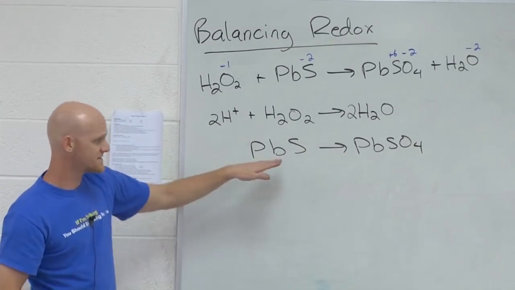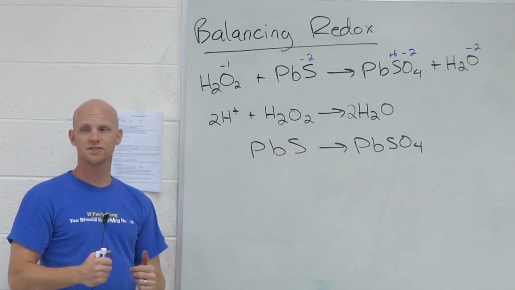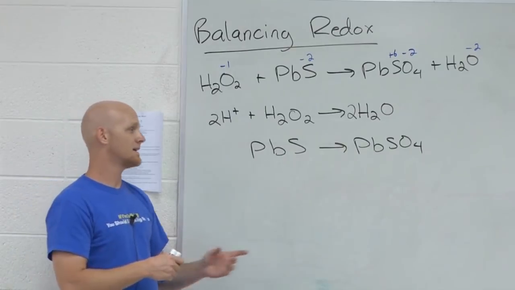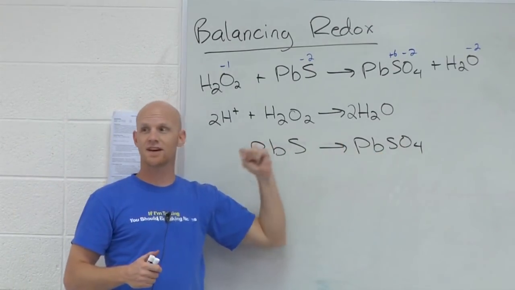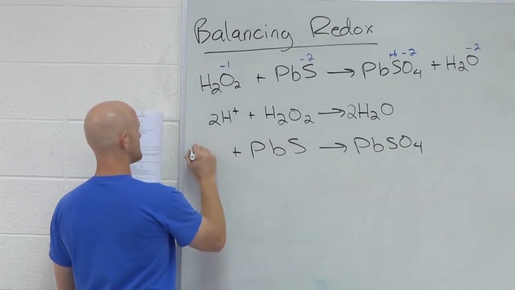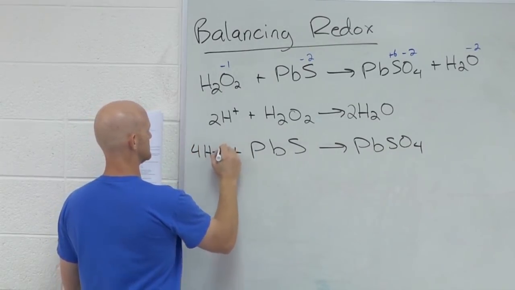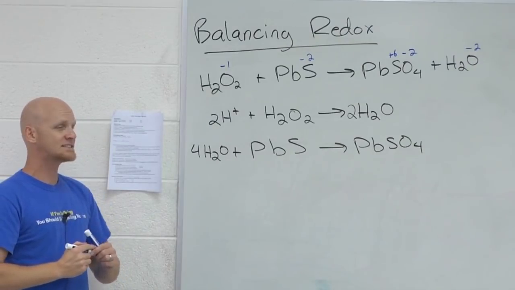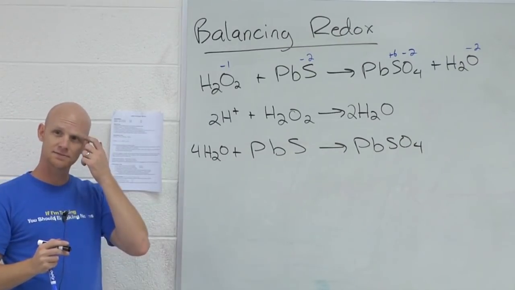Cool. For the second one, I got to balance the oxygens. So what do I do to balance the O's? Yeah, I need waters to balance those out. So which side needs the waters? This side. How many? Good. 4 oxygens, I need 4 water molecules. And so now how do I balance the hydrogens?